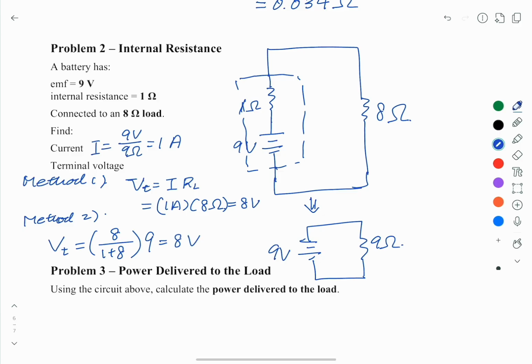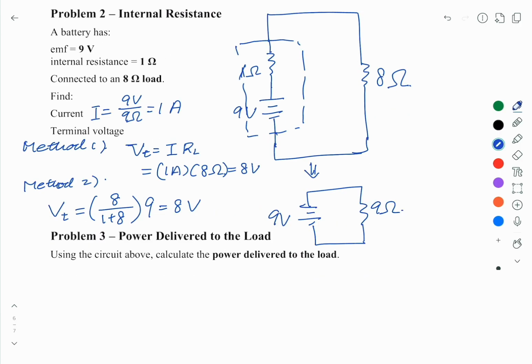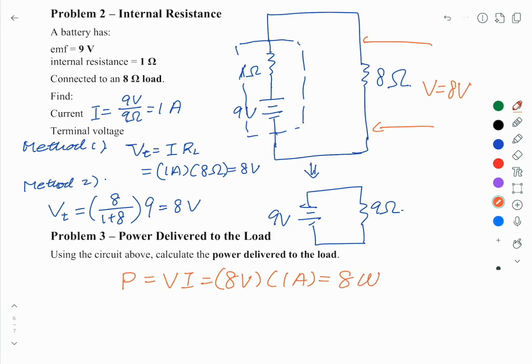So it's 8 volts. To calculate the power delivered to the load, we can just say the V here is 8 volts, so P equals VI, so it's 8 volts times 1 ampere, which is 8 watt. Of course, you can also use I squared R and substitute 1 squared times 8 ohm, and you will also get 8 watt.